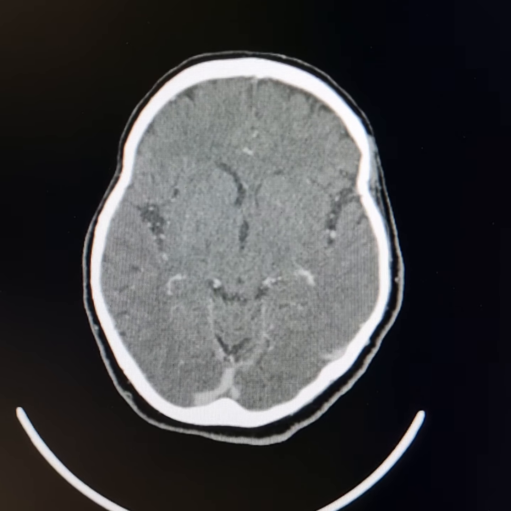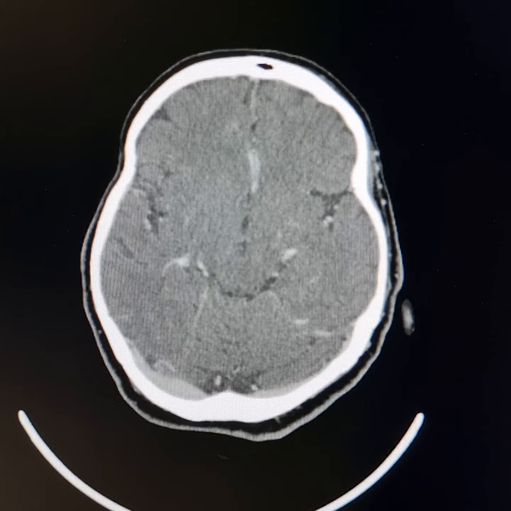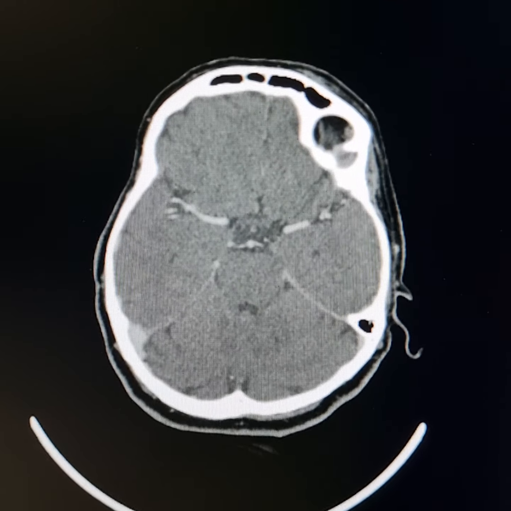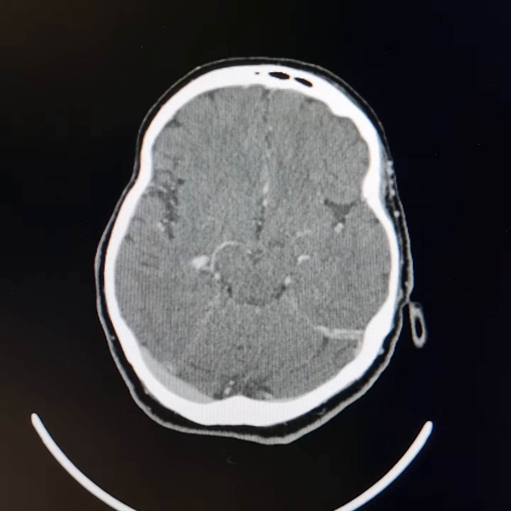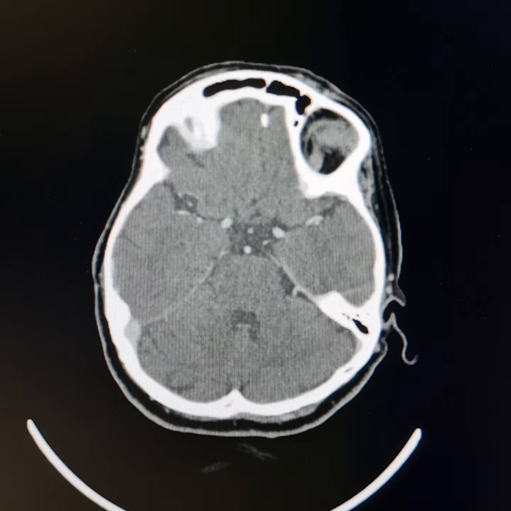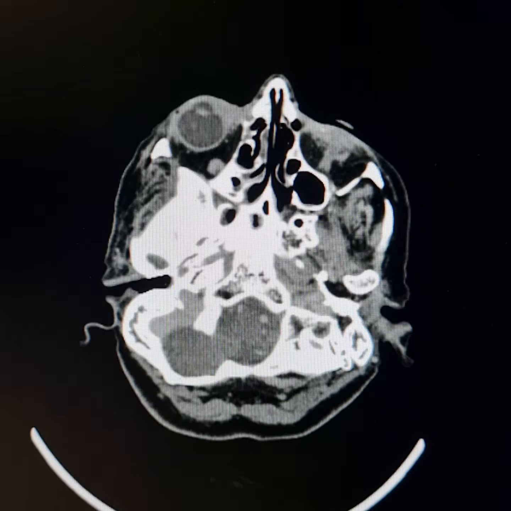This is a contrast CT scan of a 43-year-old female patient. She is a known case of carcinoma of the oral cavity. This in fact is her third CT scan. In the first CT scan, there was a mass lesion along the right posterior molar and retromolar region.